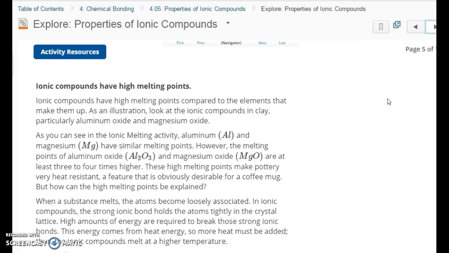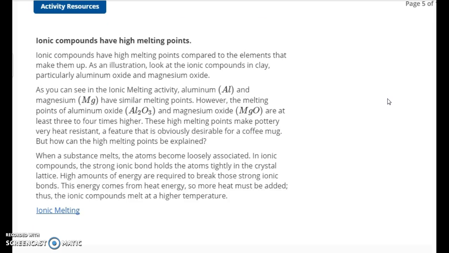Ionic compounds have high melting points. Ionic compounds have high melting points compared to the elements that make them up. As an illustration, look at the ionic compounds in clay, particularly aluminum oxide and magnesium oxide. As you can see in the ionic melting activity, aluminum and magnesium have similar melting points. However, the melting points of aluminum oxide, so aluminum when it's in the compound, and magnesium oxide are at least 3 to 4 times higher. These high melting points make pottery very heat resistant, a feature that is obviously desirable for a coffee mug.